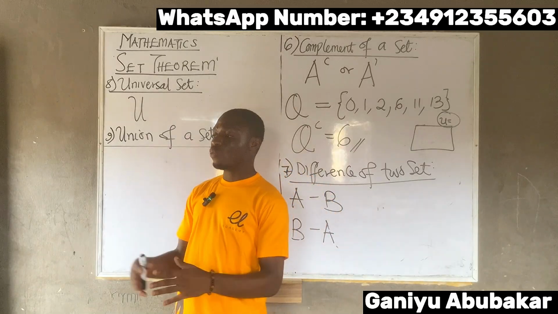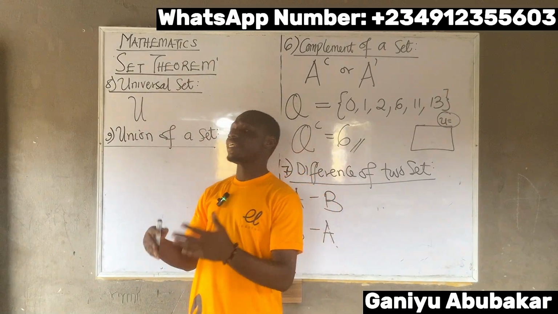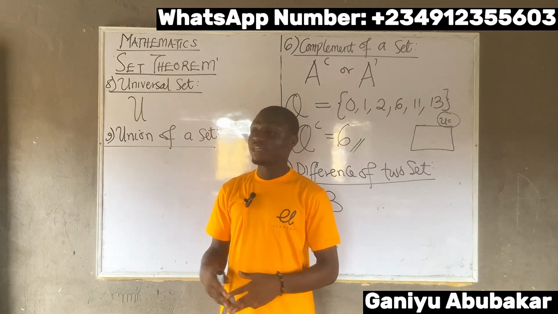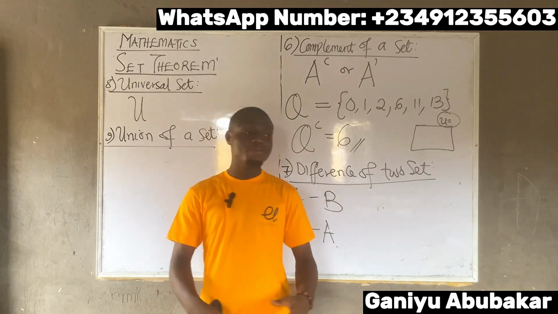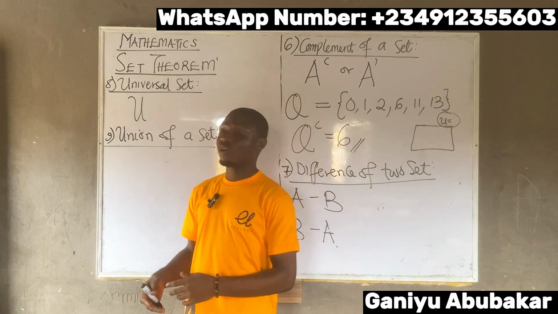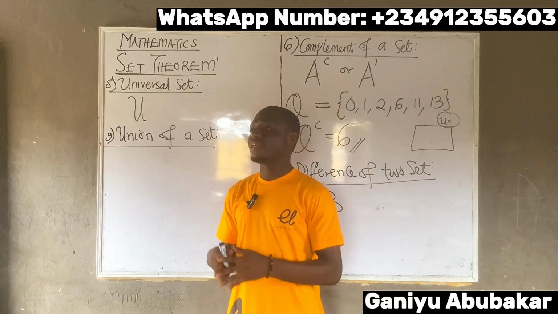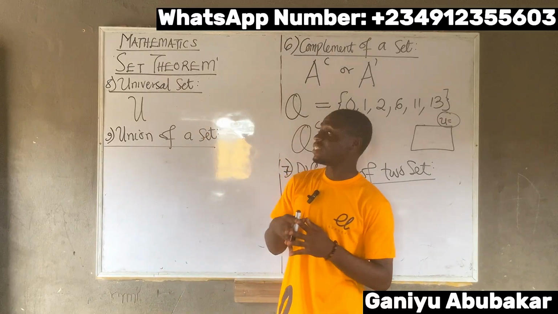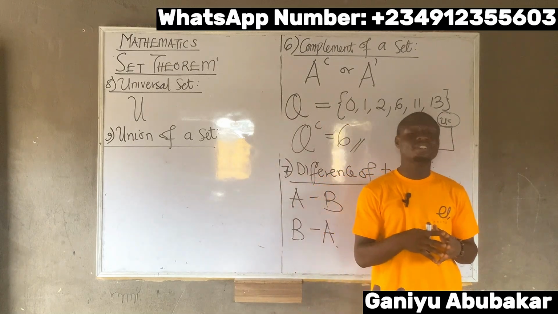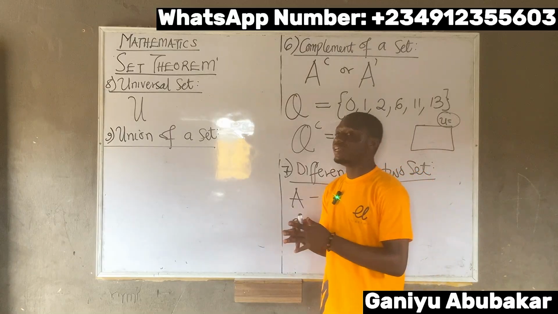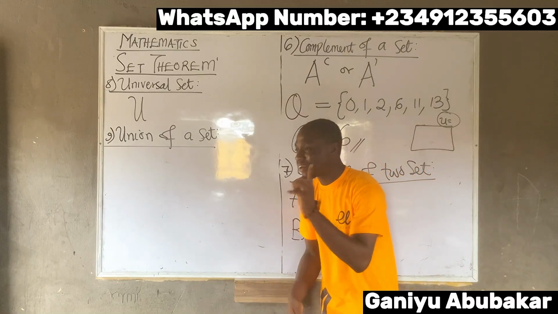By the word union, think of the word United States. They unite. They are becoming one. You understand? By the word union, it means set A and B, regardless of which is boss, must combine together. That's the concept. So union of a set simply means the combination of set A and B without repetition.